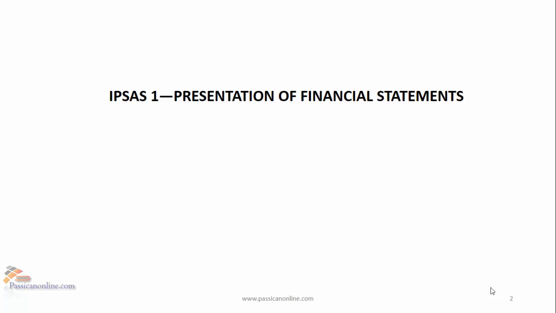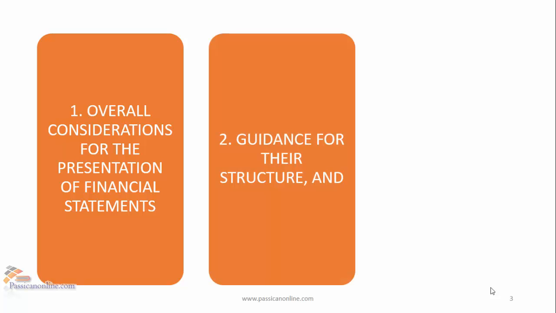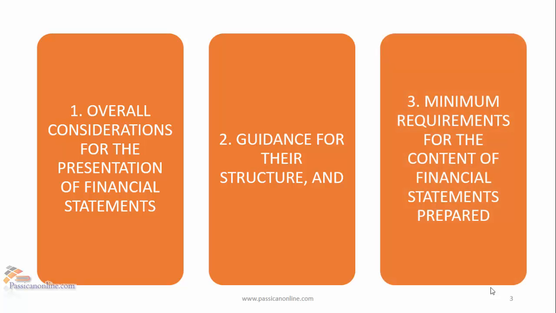Now IPSAS 1 gives objectives, which include: 1. Overall considerations for presentation of financial statements, the guidance for the structures of financial statements, and the minimum requirement for content of financial statements. Now, these are basically the objectives of the financial statements. It will also form the basis of our review of IPSAS 1 in this video. And we will start by understanding the contents of financial statements.